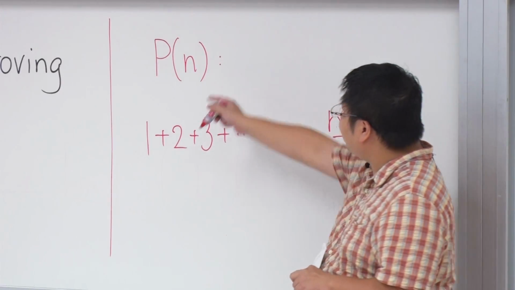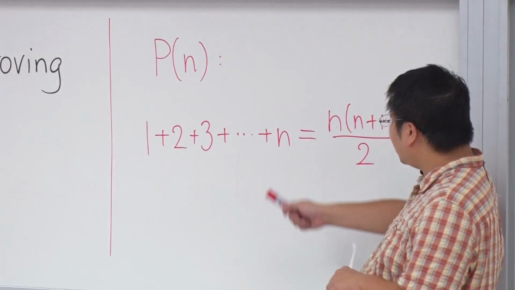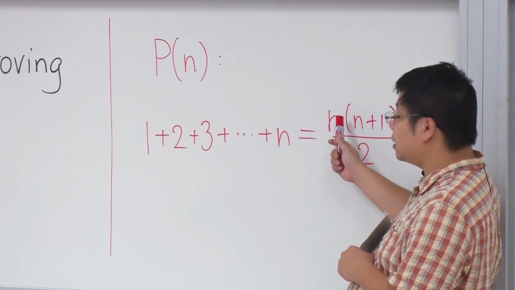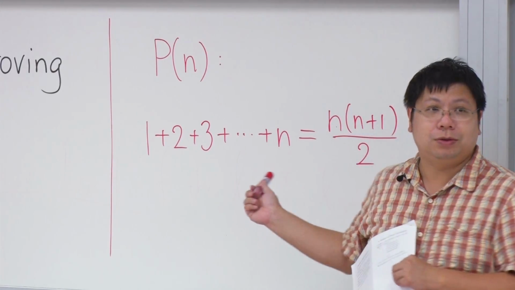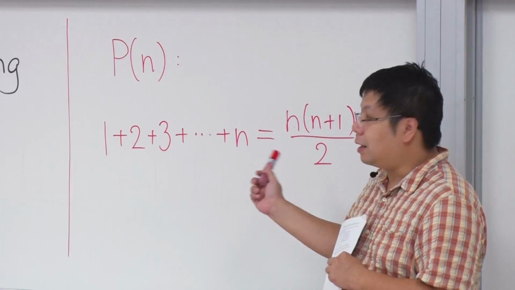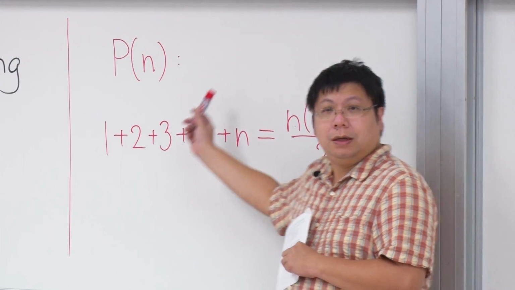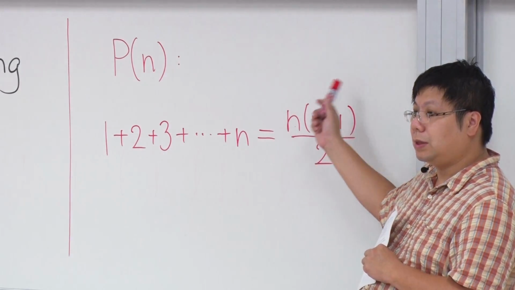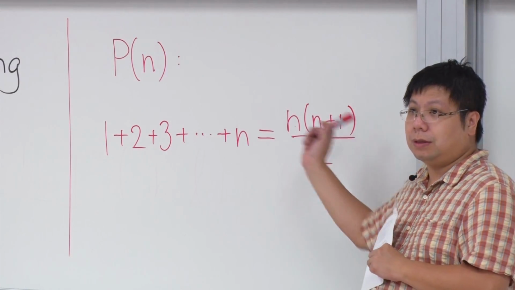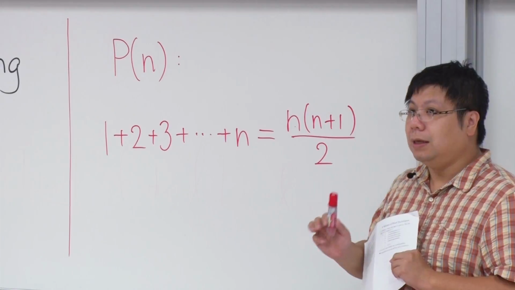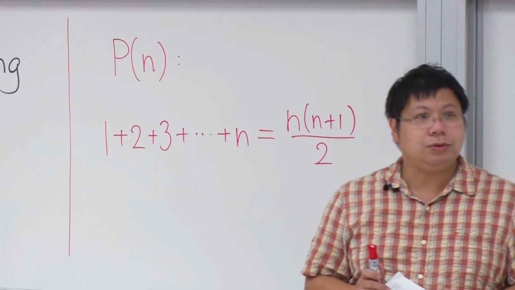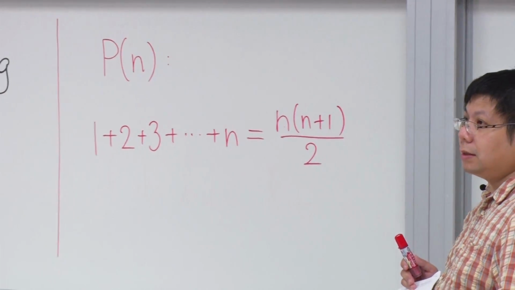If you plug in n equal to 1, then the left-hand side will be 1, and the right-hand side will be 1 times 2 divided by 2, so it is 1, okay? And when n has a value of 2, the left-hand side will be 1 plus 2, and the right-hand side will be 2 times 3 divided by 2, which is 3 on both sides, okay? So we want to show that this is true for all possible n's.